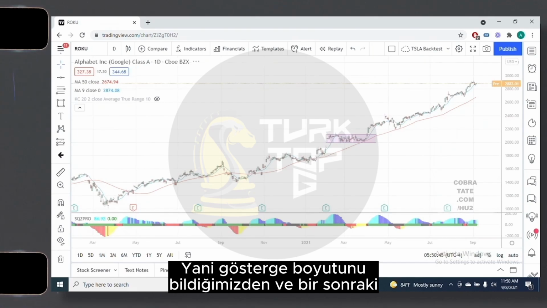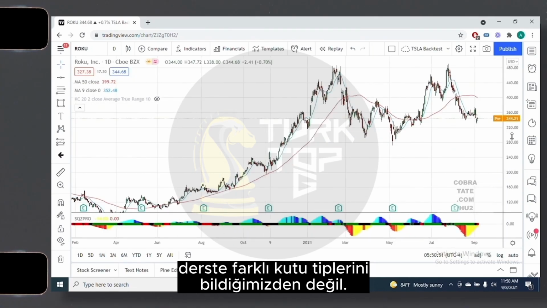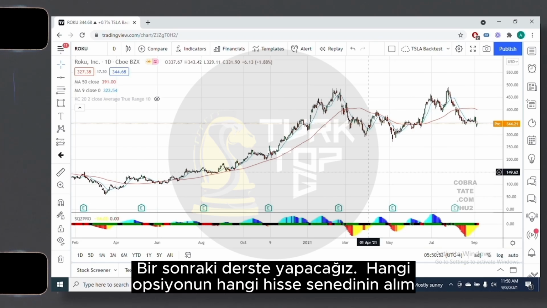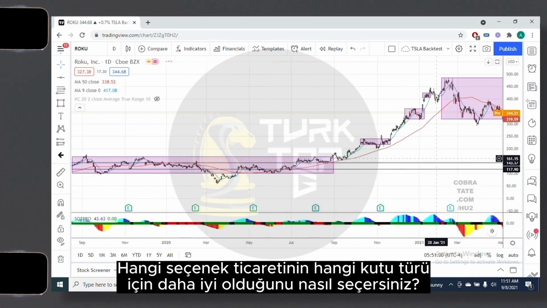So now that we know the indicators I use and we know the different types of boxes, in the next lesson we'll learn how to trade each kind of box. Which option trades, which stocks, how to pick them, which option trade is better for which type of box.